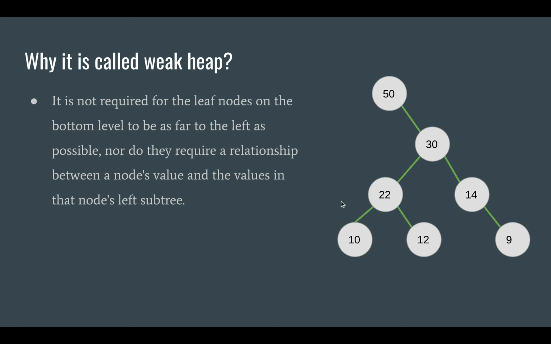And another point is that for any node, the left child has no relationship with the parent of the node. So here you can see that the node 30 and the node 22 have no relationship. It's just connected, and it's called the left child, but there are no rules to follow here.